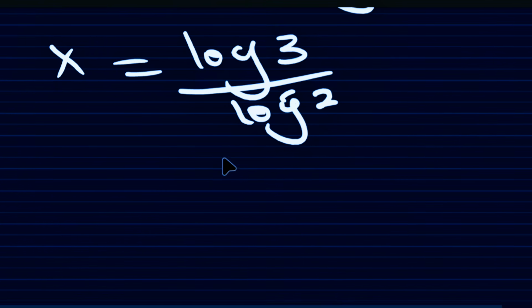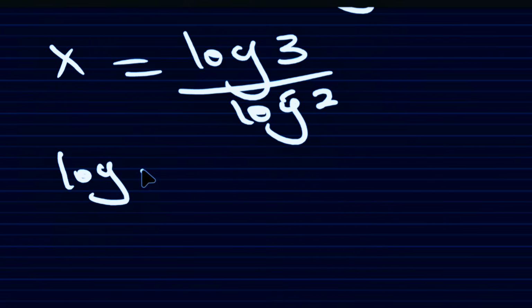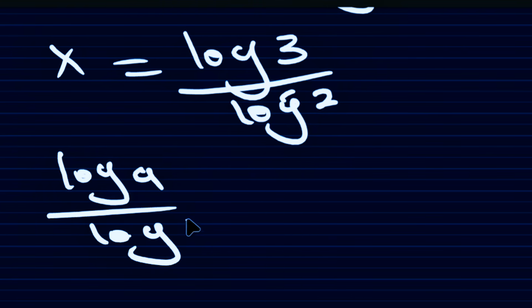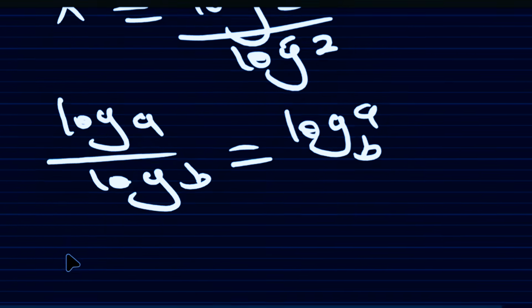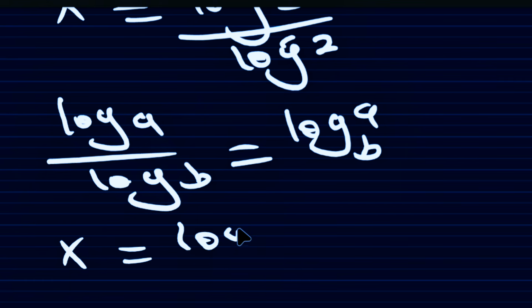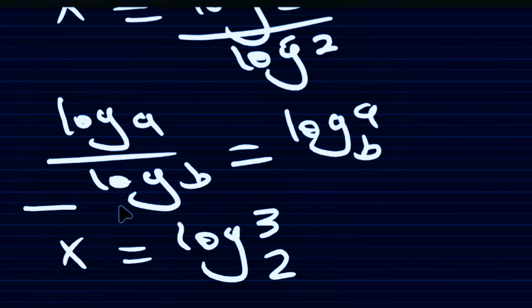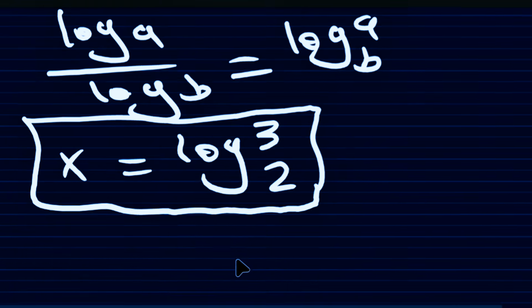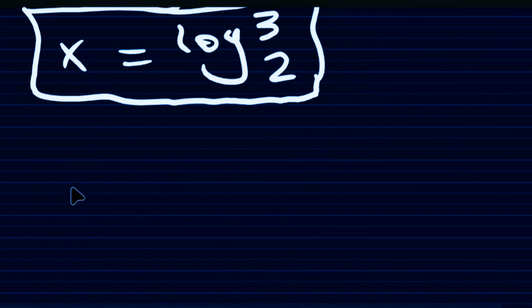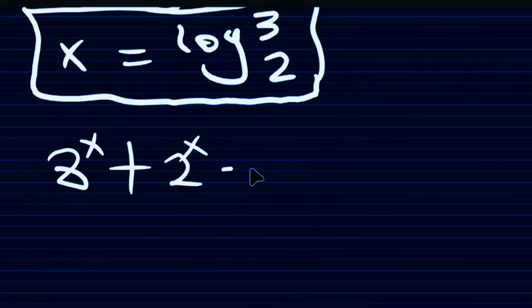Now according to the log rule, if you have log A divided by log B, this equals log A base B. So if we apply the same rule here, we are going to have that x equals log 3 base 2. And this is the value of x that we are expected to find in the given equation. But we have to verify to see if this will satisfy the given equation. Now remember that our equation is 8^x + 2^x = 30. So we are going to substitute the value of x, which is now log 3 base 2, in this equation.